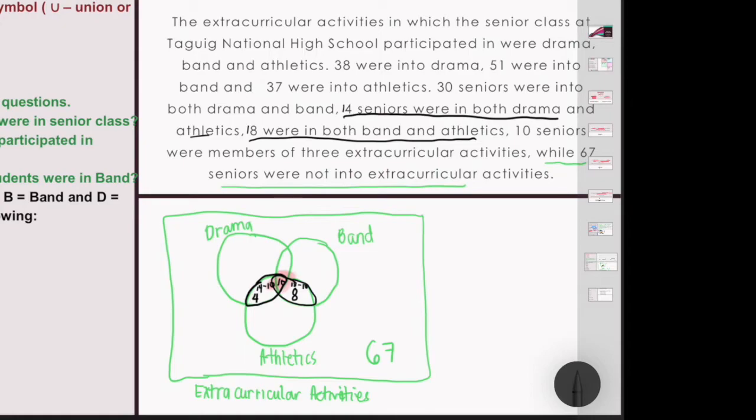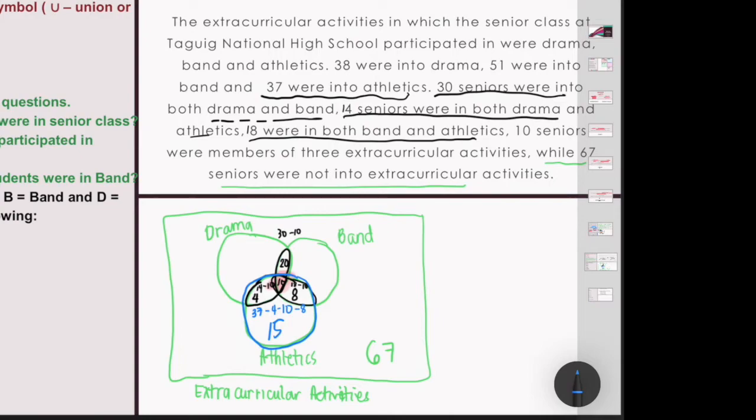And lastly, we have 30 seniors were into drama and band. So, 30 here. So, we'll have 30 minus 10. That gives you 20. Now, upon finding those, we can now identify those who only joined drama, band, and athletics. And here, we have 37 were into athletics. So, looking at the circle of your athletics, ito po yung athletics natin. Sabi, meron daw po tayong 37. However, sa circle natin, meron na tayong 4, meron pang 10, meron pang 8. So, we have to subtract it all. And we have remaining of 15. Yan, there are 15 students who just joined athletics alone.